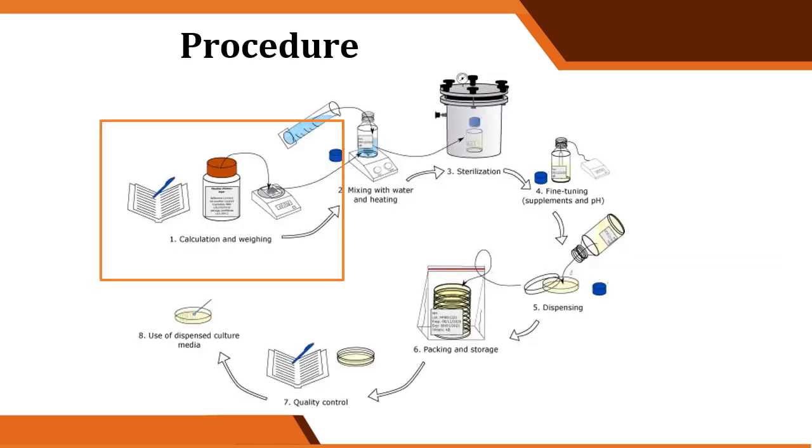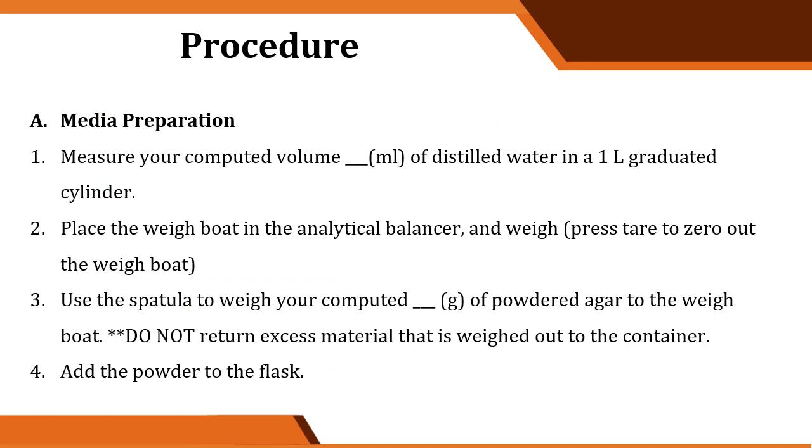Okay. So, the first step of our procedure is calculation and weighing. Okay. So, measure your computed volume of distilled water in a 1 liter graduated cylinder. Then place the weigh boat. Yung weigh boat is something that you can use lang na lalagyan ng powder. Okay, in our case, gamit lang tayo na paper boat para lalagyanan lang.